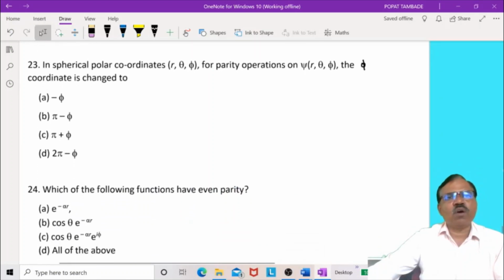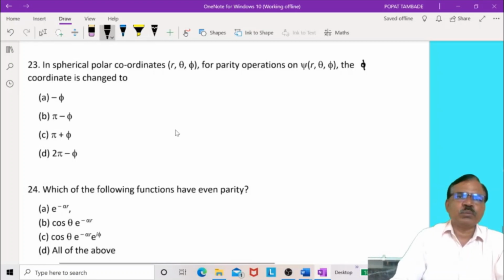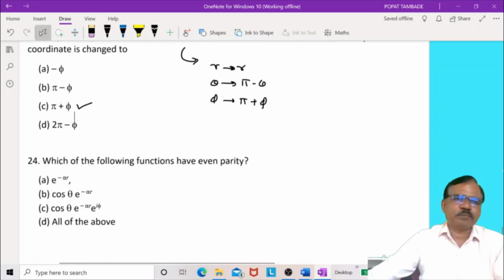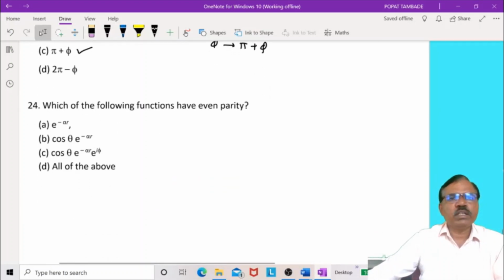In spherical polar coordinates r theta phi, for parity operations on psi of r theta phi, the coordinates are changed. So in the spherical polar coordinate system, to check parity, we change r to r, theta to pi minus theta, and phi to pi plus phi. So this third one is correct, pi plus phi. Now which one of the following has even parity?